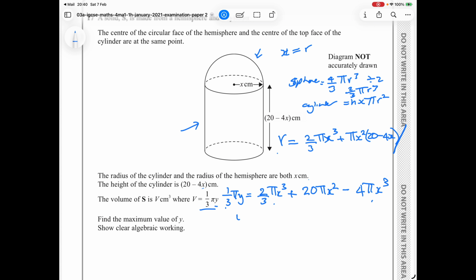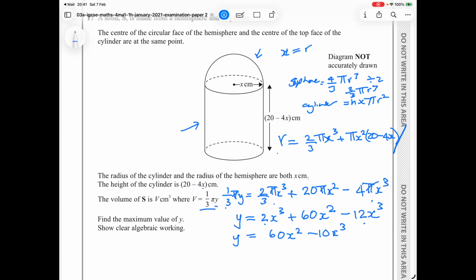So I'm going to go y equals, no more pi, 2x cubed plus 3 times that, which is 60x squared, minus 3 times that, which is 12x cubed. And those cancel out partly, so you get y equals 60x squared minus 10x cubed.